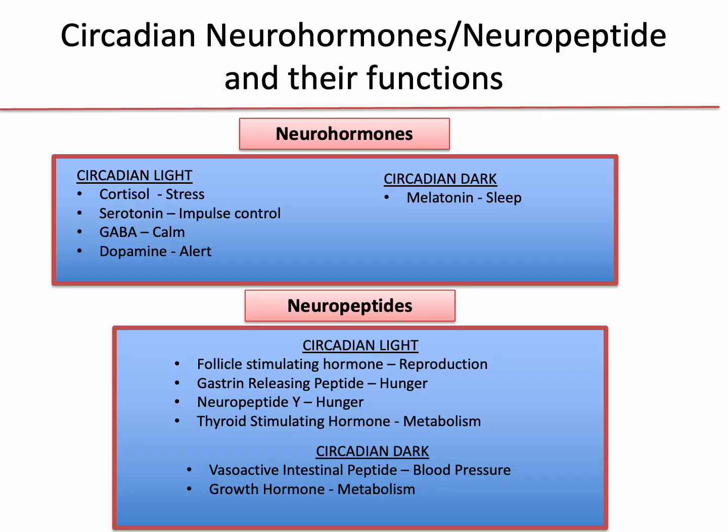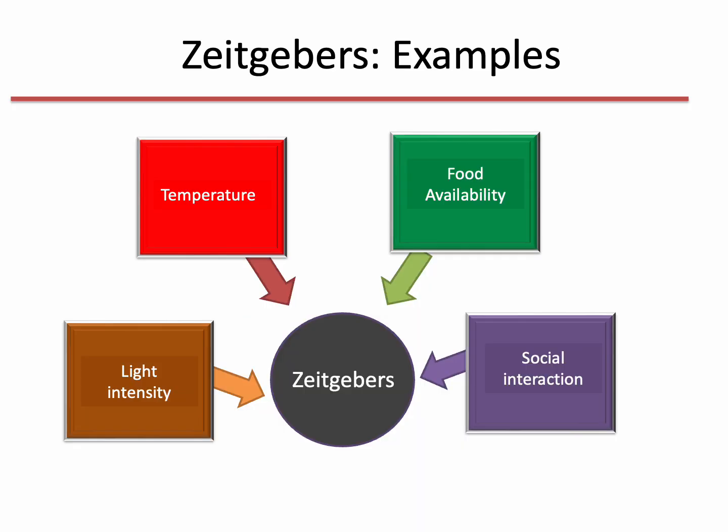These are the list of neurohormones and neuropeptides that serve as connections between the central and peripheral clock. These are the various Zeitgebers that can modulate this transcriptional pathway and reset the clock. And light is the most important time giver.